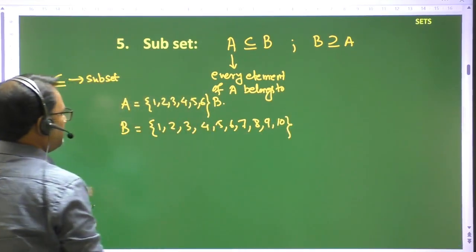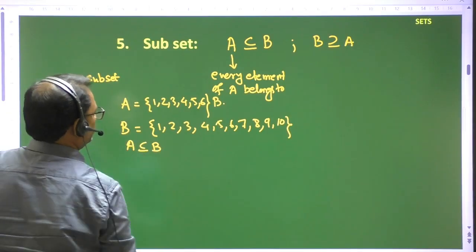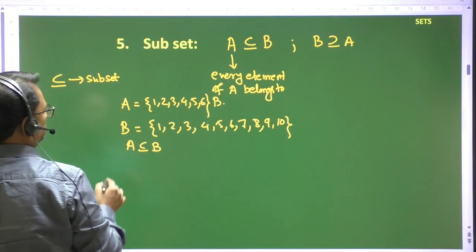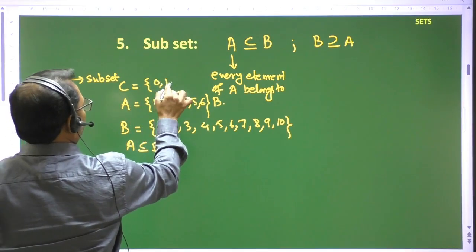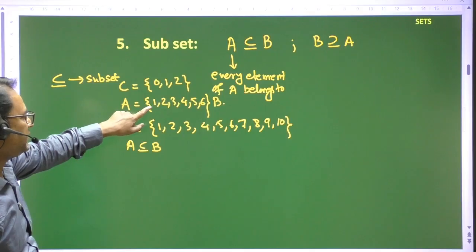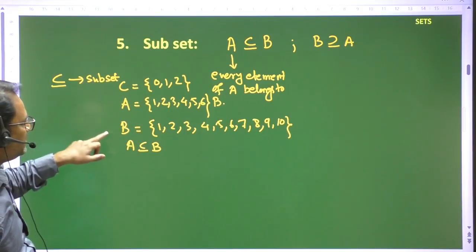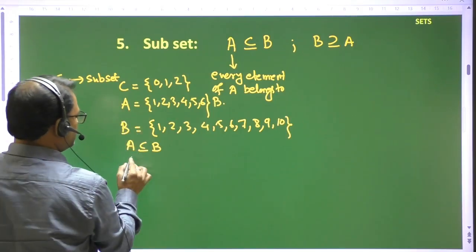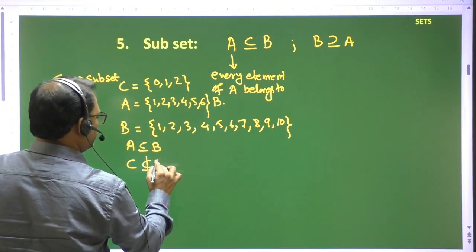Every member of A is a member of B, so we call A a subset of B. Now take one more set. Suppose I am taking C which contains 0, 1, 2. You notice that 0 is not present in A, and it is also not present in B. So we can't say that C is a subset of B. In this situation we should write C is not a subset of B.